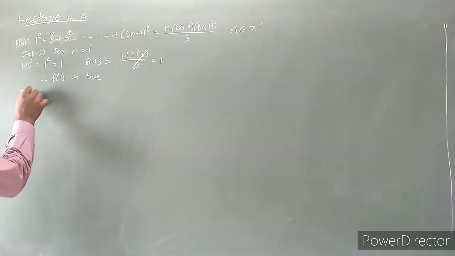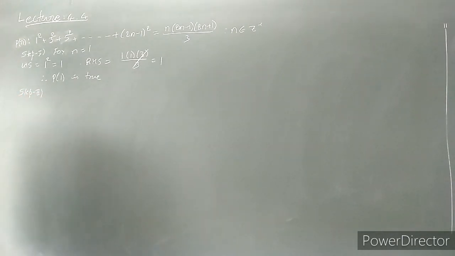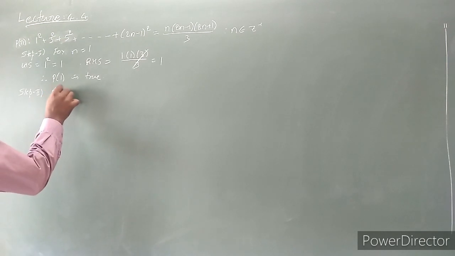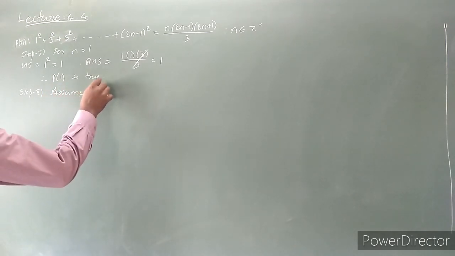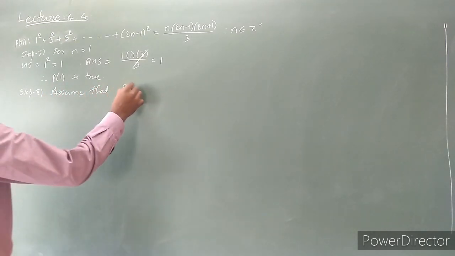Next, step number 2. What is step number 2? Assumption step. Assume that P(k) is true.